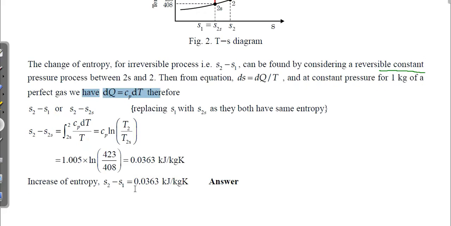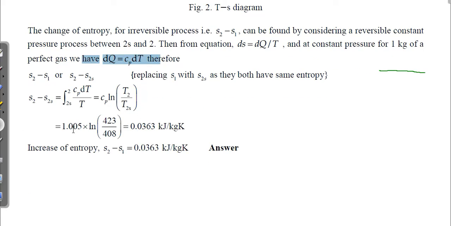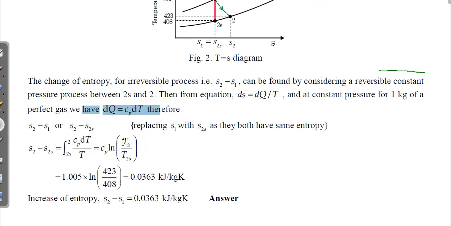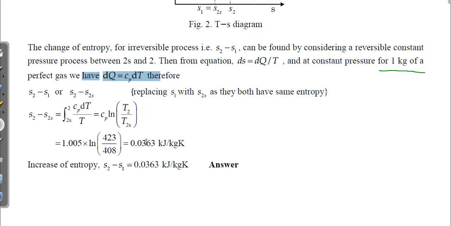So we will calculate this. The cp value is 1.005 into ln of T2, which is 423, over T2s, which is 408. When we calculate, we reach 0.063. So this is the entropy change for the reversible path, and that will be the same as the increase of entropy in the irreversible path, that is S2 minus S1.